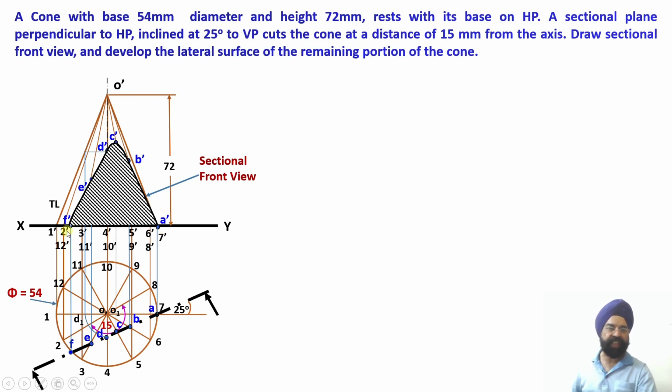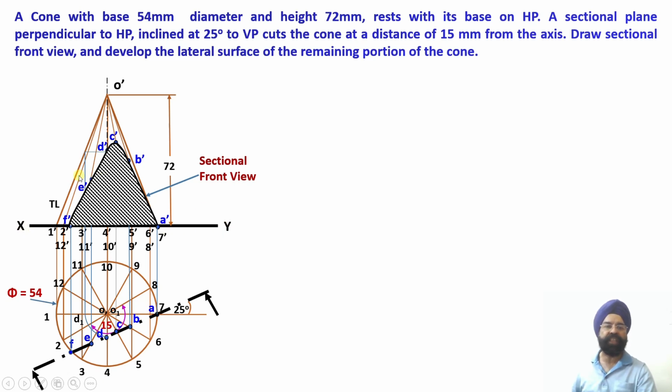So these generators, that is O' 2', O' 12', O' 3', O' 11', O' 4', O' 10', O' 5', O' 9', O' 6' and O' 8'. So these 10 slant generators are not the true length. Why? Because their top view projection and front view projection both happen to be inclined to the XY reference line.